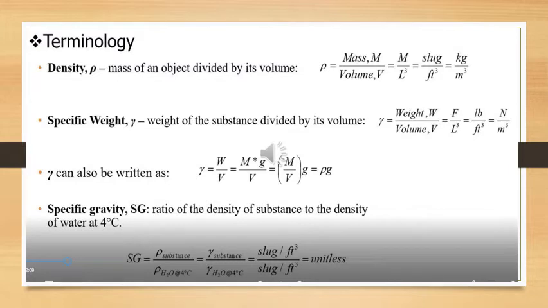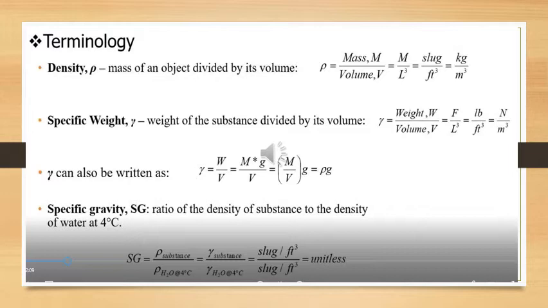Before we proceed with our activity, let us first discuss some of the terminologies. So density is the mass of an object divided by its volume. We commonly use the unit of kilograms per cubic meter, or in English, slug per cubic feet. Specific weight is the weight of the substance divided by its volume. So it is weight over volume, or in pounds over cubic feet, or in metric, Newton over cubic meter.